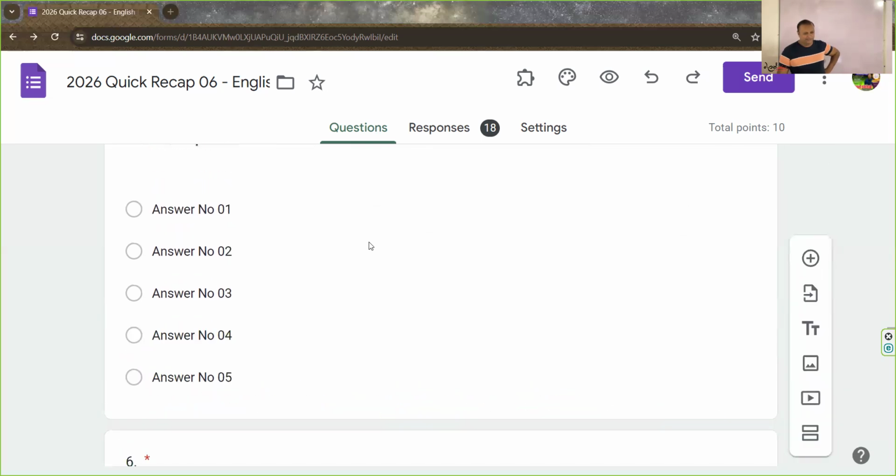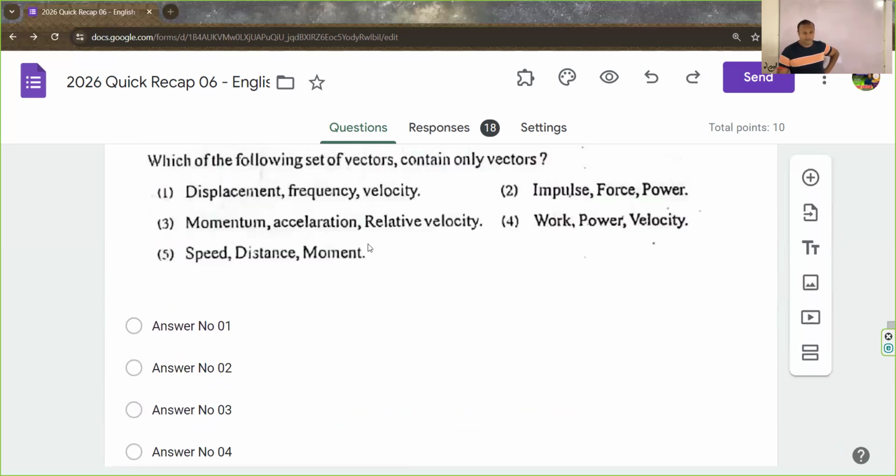Okay. Moment is a vector quantity. It has a vector.